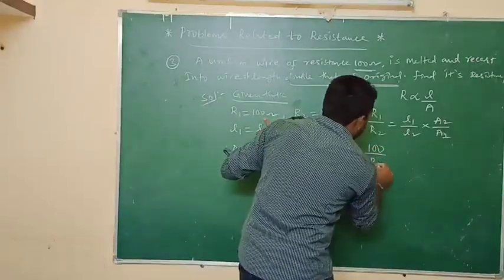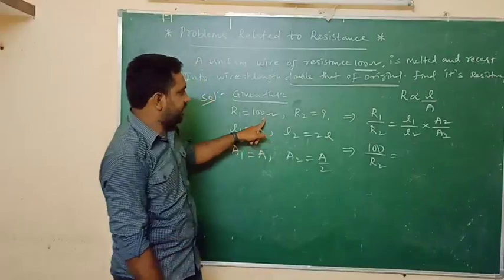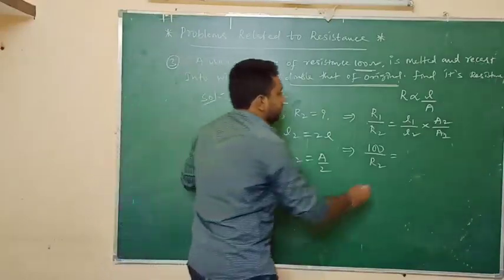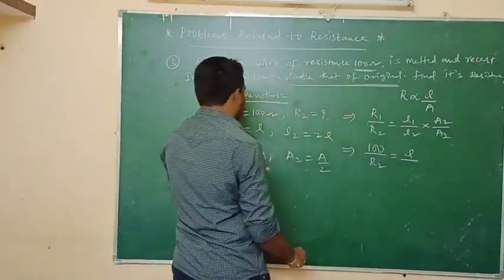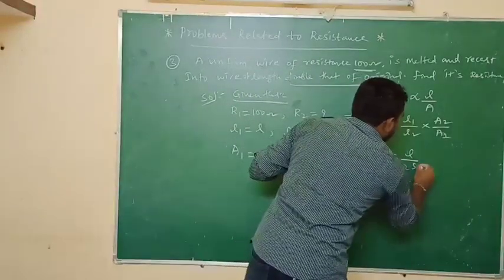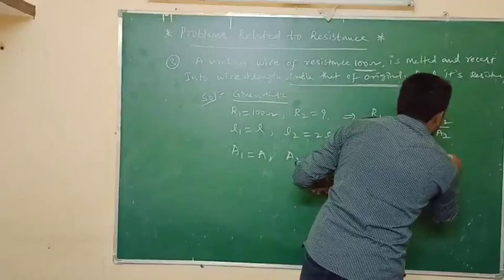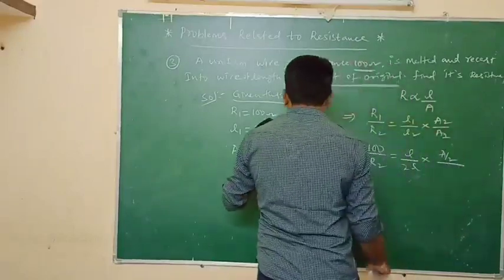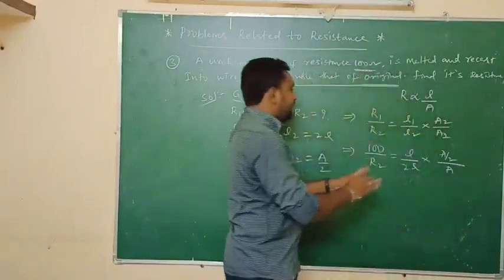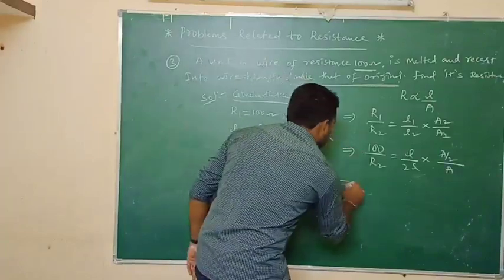So we need to find R2. LHS is completed. L1 equal to L, L2 equal to how much? 2L. So A2 equal to how much? A by 2. A1 equal to how much? A. So now we need to derive the equation. We get the answer very easily.